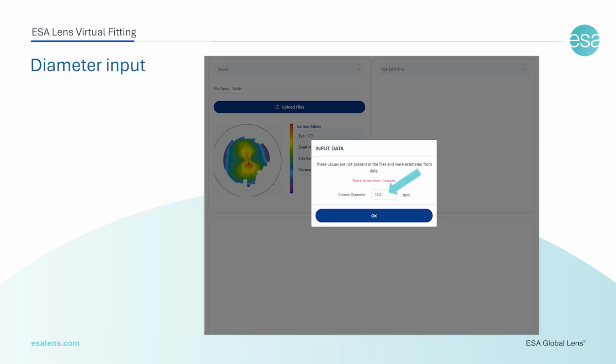In cases where the corneal photograph and ellipse construction module are unavailable, the topographer will automatically determine the corneal diameter and geometric center. You can manually adjust the corneal diameter with the dialog box if your clinical measurements differ. ESA then utilizes this data to perform the virtual fitting, calculating the recommended lens and displaying the final design parameters.